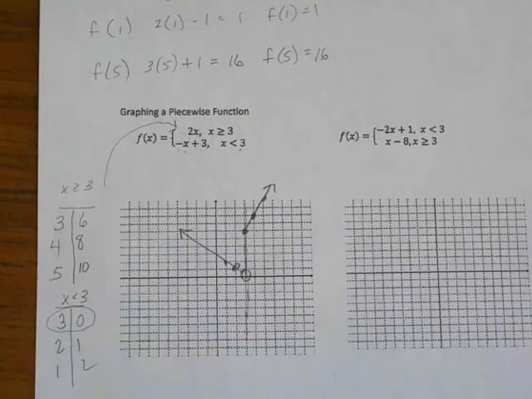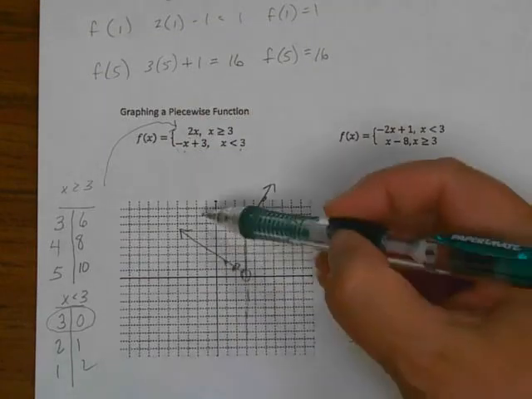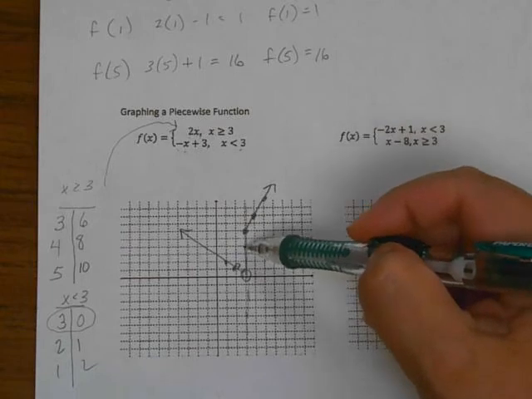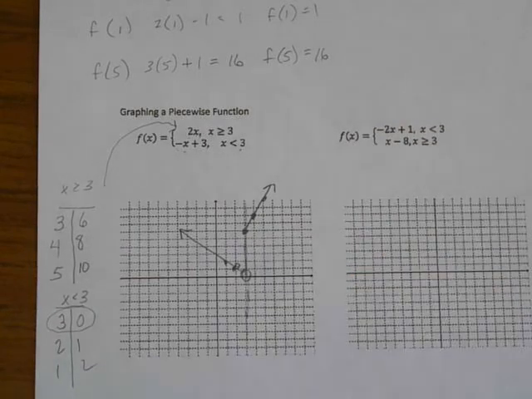Now, notice we call this a piecewise function. And if you'll remember, a function has exactly one output for each input. So it should pass the vertical line test, and this does. Because if I do a vertical line here, it only hits at that point. So this is that piecewise function graphed. Let's do the next one.